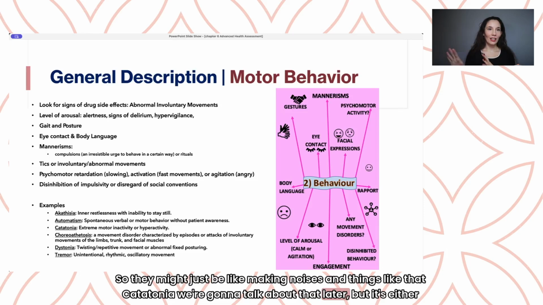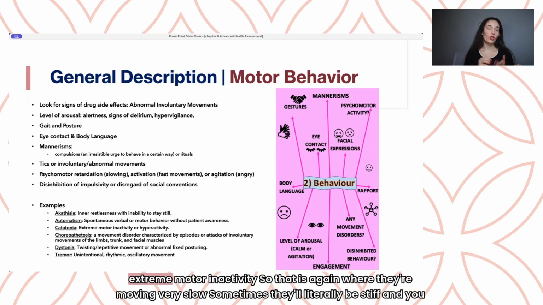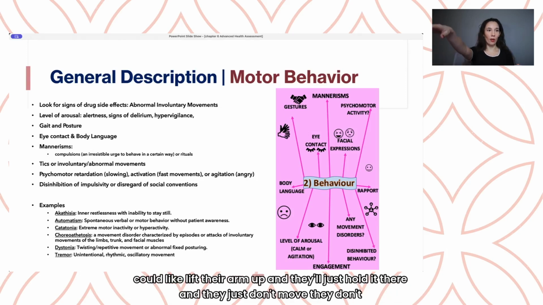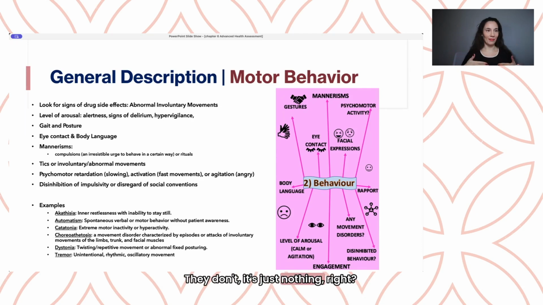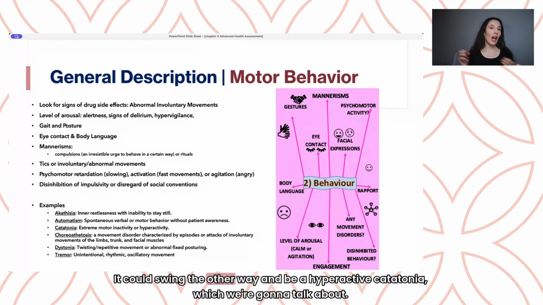Catatonia, we're going to talk about that later, but it's either extreme motor inactivity. So that is, again, where they're moving very slow. Sometimes they'll literally be stiff, and you could lift their arm up and they'll just hold it there. And they just don't move. They don't, it's just nothing, right? It could swing the other way and be a hyperactive catatonia, which we're going to talk about.